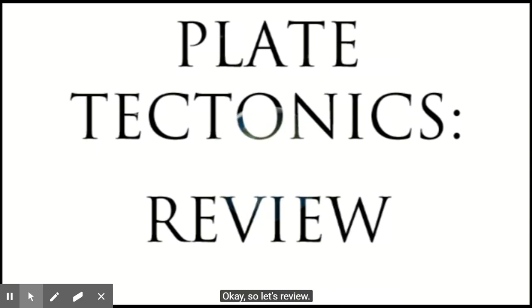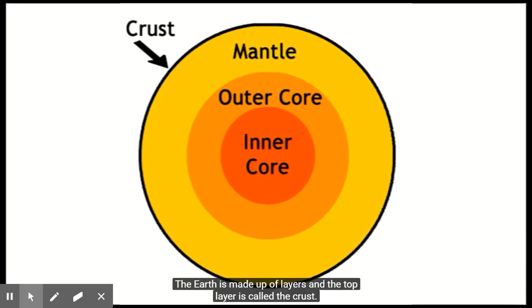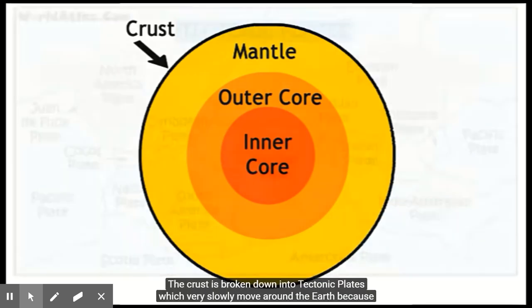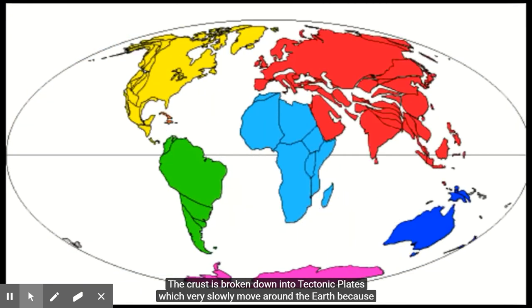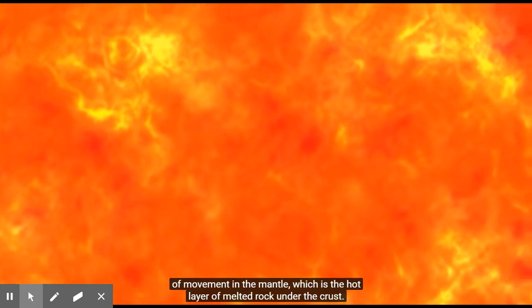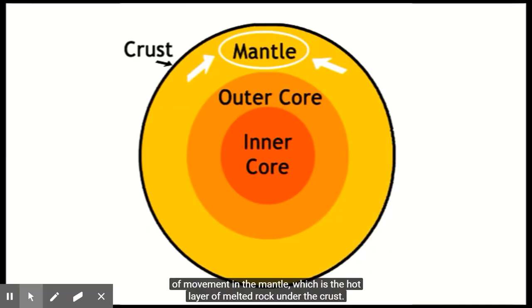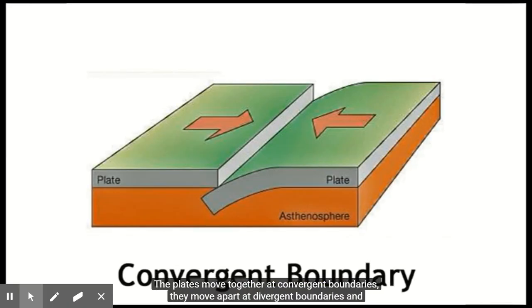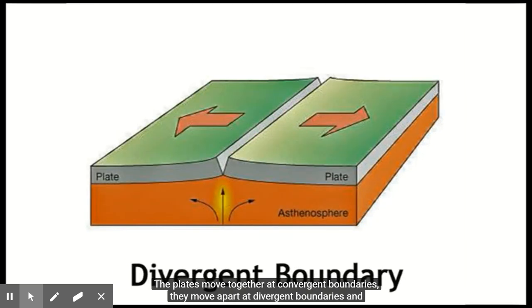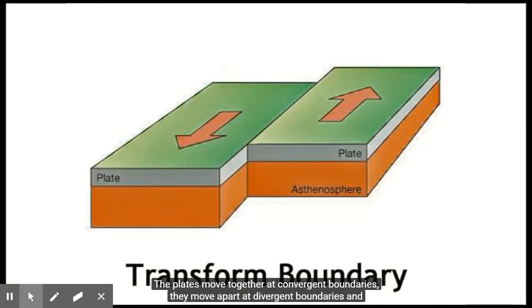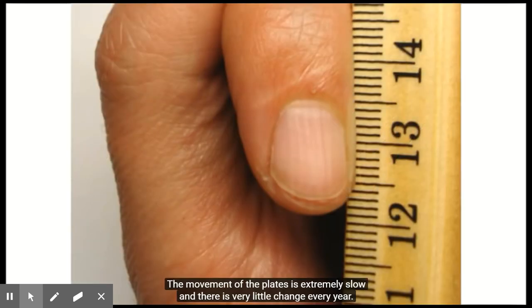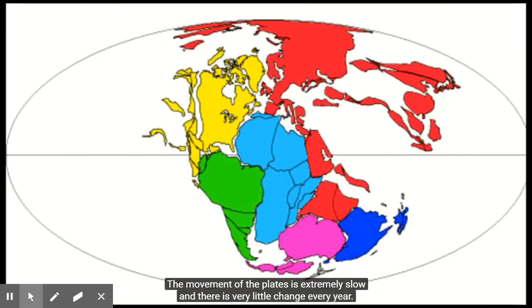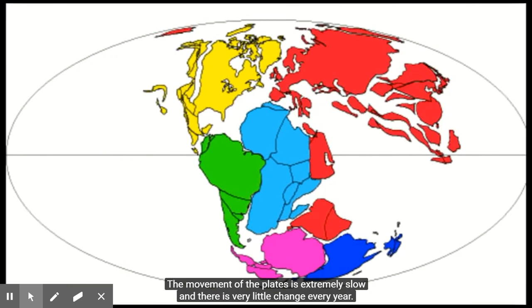Okay, so let's review. The Earth is made up of layers, and the top layer is the crust. The crust is broken down into tectonic plates, which very slowly move around the Earth because of movement in the mantle, which is the hot layer of melted rock under the crust. The plates move together at convergent boundaries, they move apart at divergent boundaries, and they slide past each other at transform boundaries. The movement of the plates is extremely slow, and there is very little change every year.